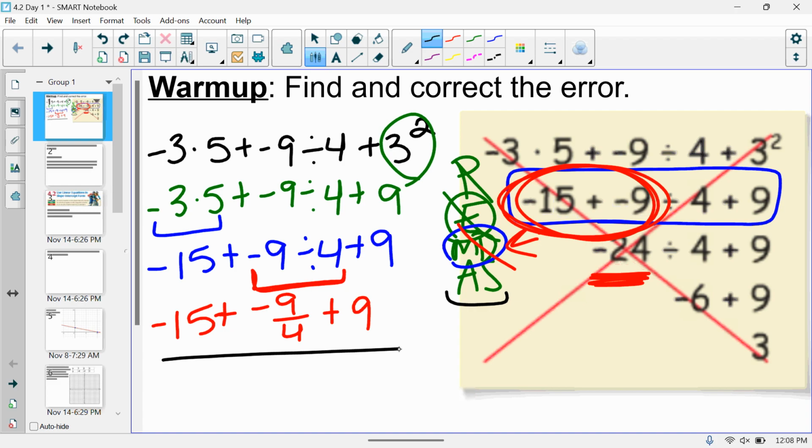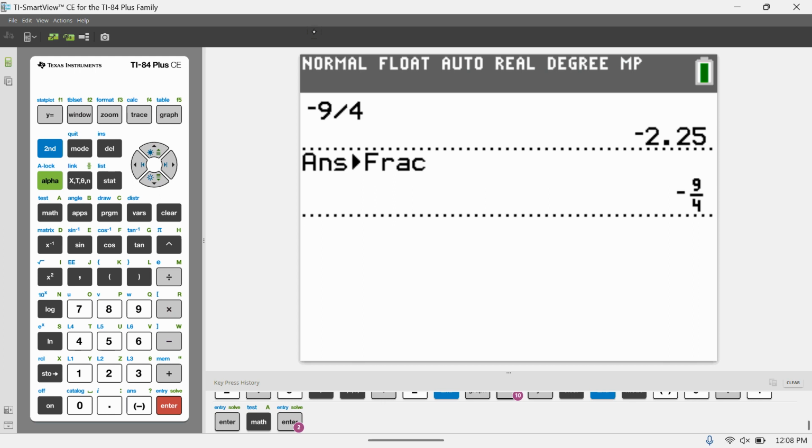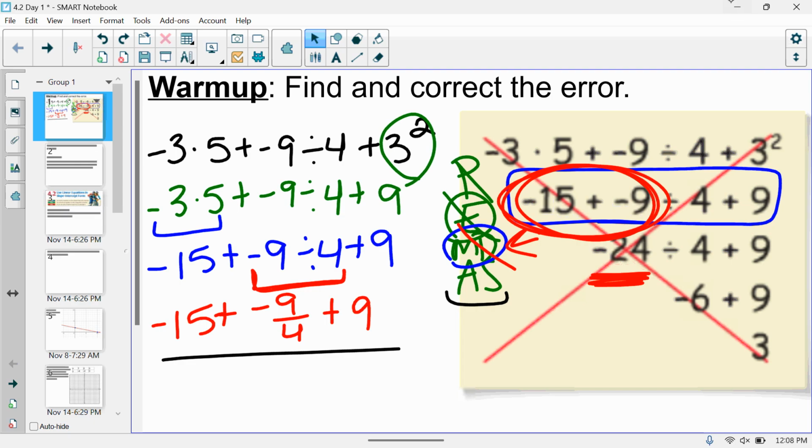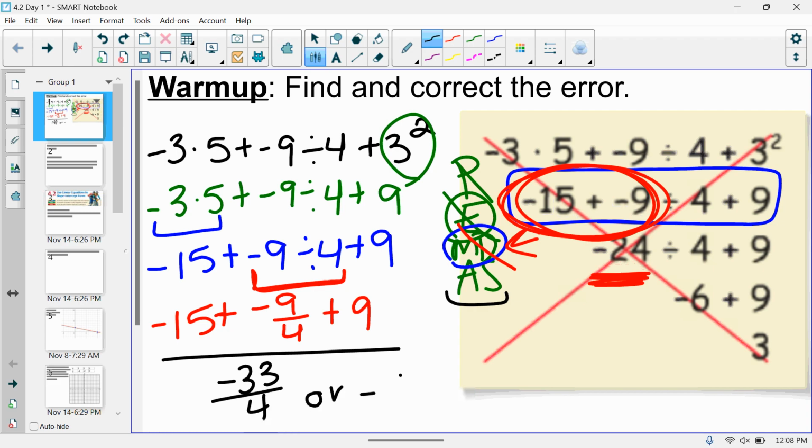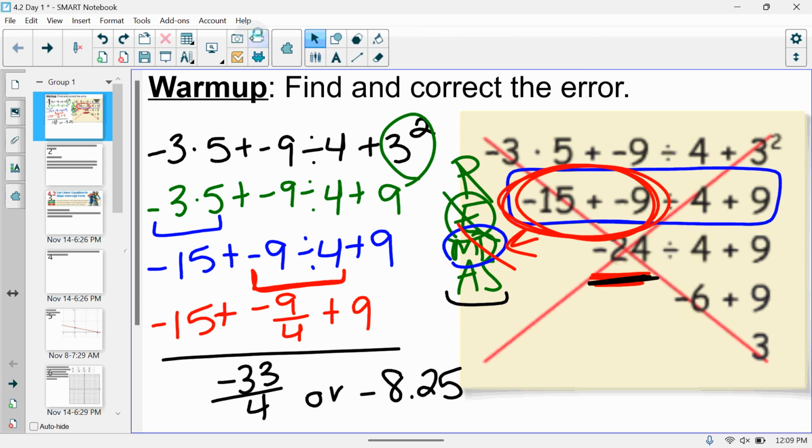So really, you could just plug that all in your calculator at this point, because it's just 3 things that you're adding together. Negative 15 plus negative 9/4, or you can do negative 15 plus that negative 2.25 plus 9. And if you leave it as a fraction, it would be negative 33/4, or if you had yours as a decimal, negative 8.25. How many of you got the correct answer? Okay. And then how many of you were able to figure out that's what the student did wrong, that they added before division? Good. Okay. Any questions on that at all?